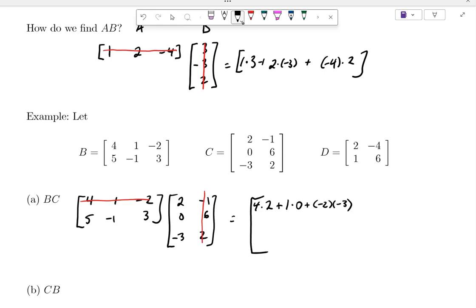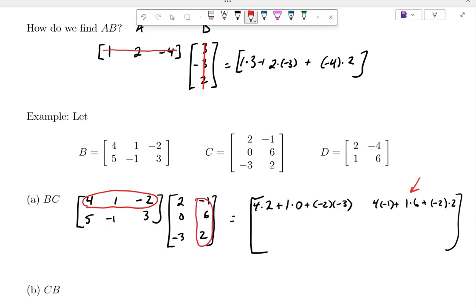We're still matching with the row 1. Yeah, we're going that way. So it'll be 4 times the negative 1 plus the 1 times the 6. Yep. And the negative 2 times the 2. So again, in this one, I'll circle them this time. We're matching row 1 with column 2, so it's going in the 1, 2 spot.